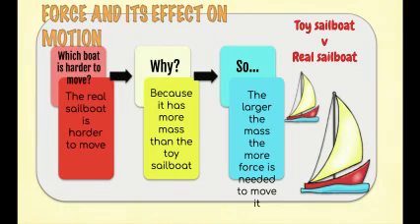When you're recording this in your 2-column notes, I'd like you to draw a picture of a toy sailboat and a real sailboat. And I want you to tell me why the real sailboat would be harder to move. And you will say, because it has more mass than the toy sailboat.